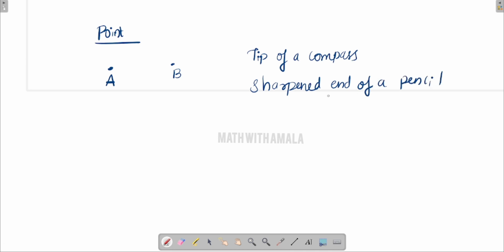Then the pointed end of a needle. Yes, of course, we have points in all these three cases. So these are points A, B, C. Let's denote it by: this is A, this is B, and this is C.